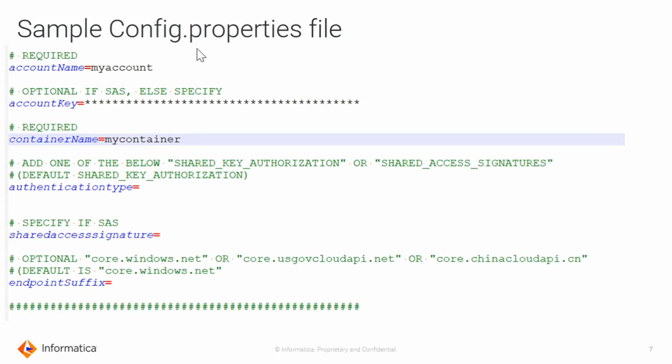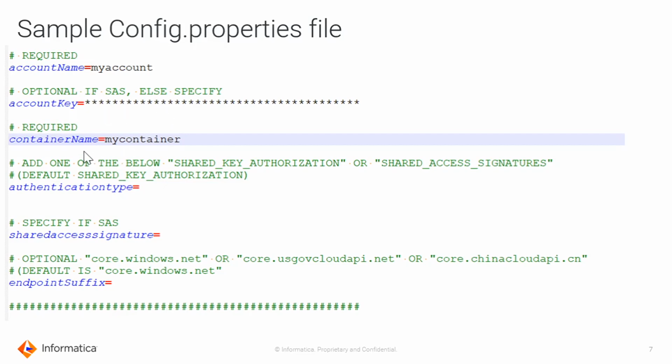So let's have a look at the sample config.properties file. This particular utility supports two types of authentication, that is shared key authorization or shared access signature authentication. The first field here will be the account name. This is a required field, and this should contain the name of your Azure storage account. The second option is the account key. If you're using shared access signature authentication, this field will be optional. Otherwise, you'll have to provide the account key over here.